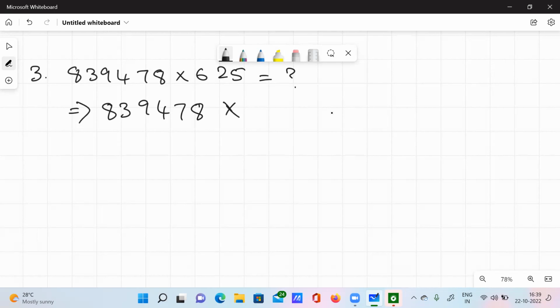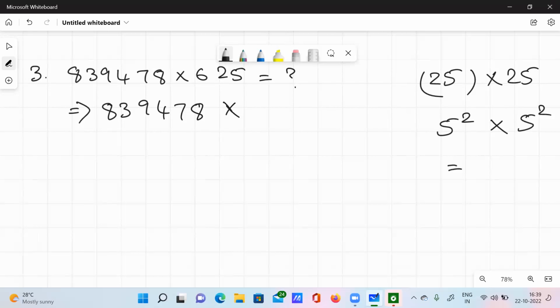Just think, how can you write 625? Everybody knows that 25 into 25, that is 25 square, is nothing but 625. So how can you write this particular 25? You can write it as 5 square. So the whole thing is 5 square into 5 square, which is nothing but 5 power 4. You can write it this way, 5 power 4.